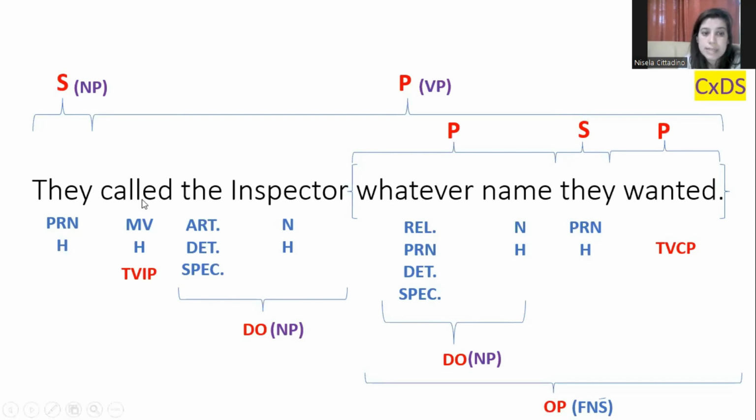Called is the main verb and the head of the verb phrase, and it is a transitive verb of incomplete predication. Transitive verb because it takes a direct object. Of incomplete predication because it takes an objective complement.